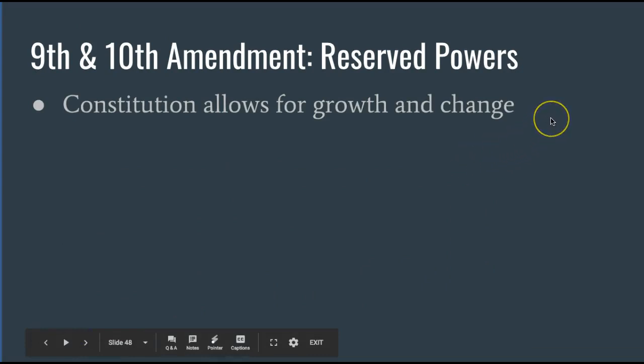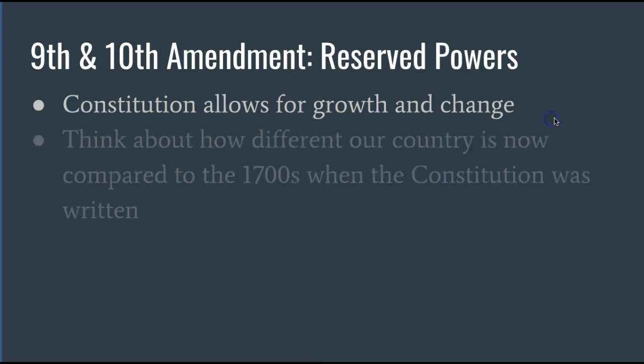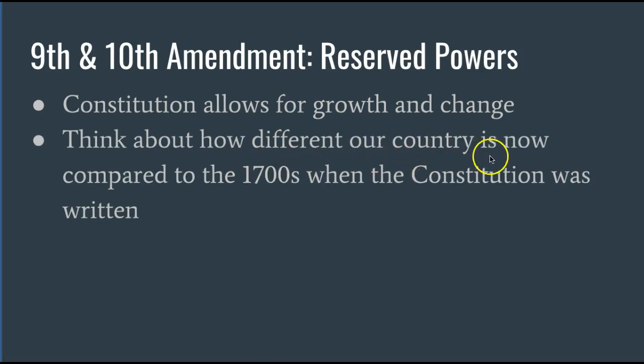What these two do is allow the Constitution to grow and to change. We have to think about how different our country is now compared to the 1700s when the Constitution was written. We interpret the law a little bit differently, perhaps, than when our forefathers wrote the Constitution and the Bill of Rights. Do you think that our forefathers thought about cell phones back in the 1700s?